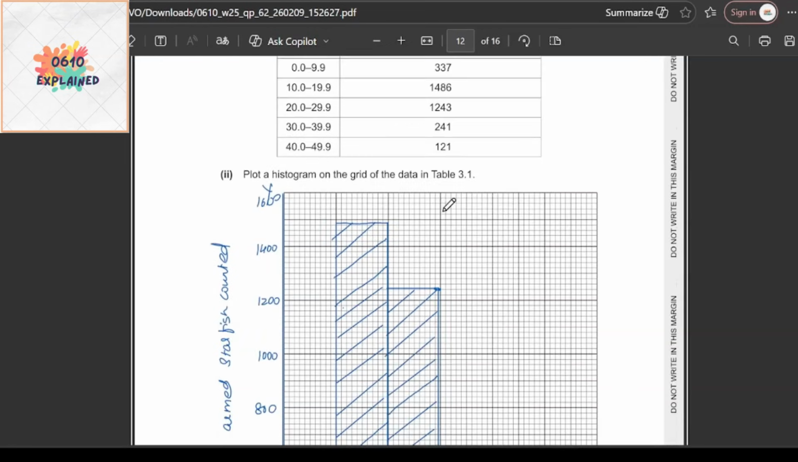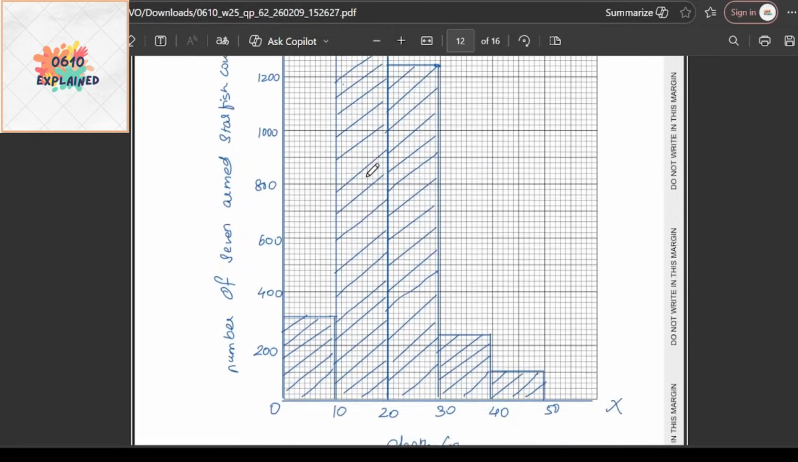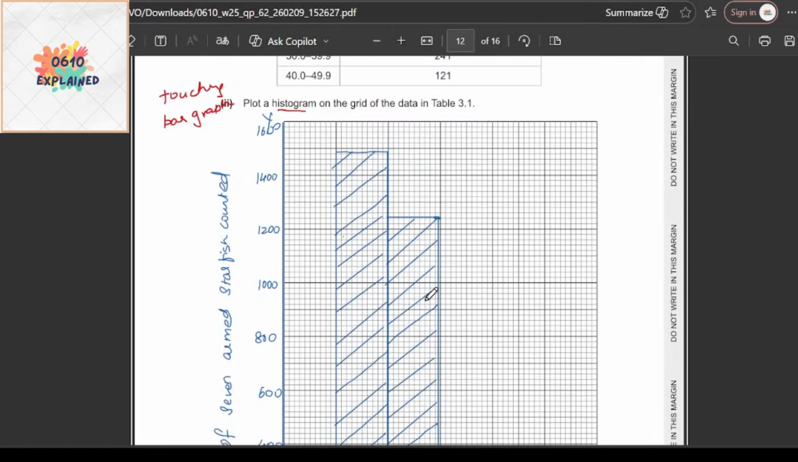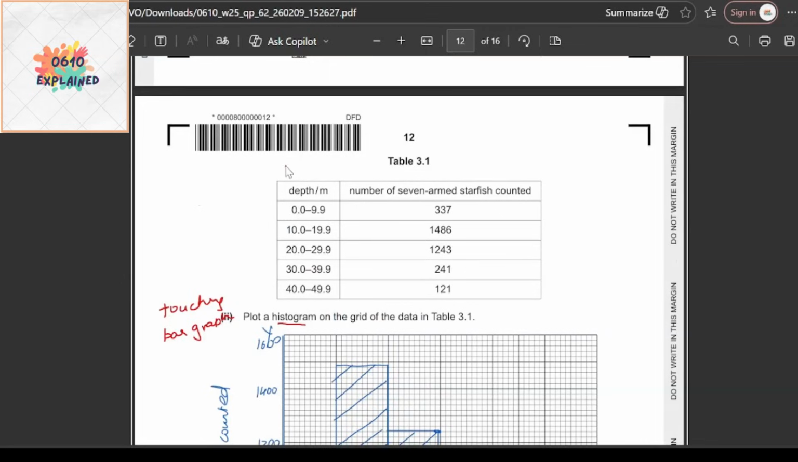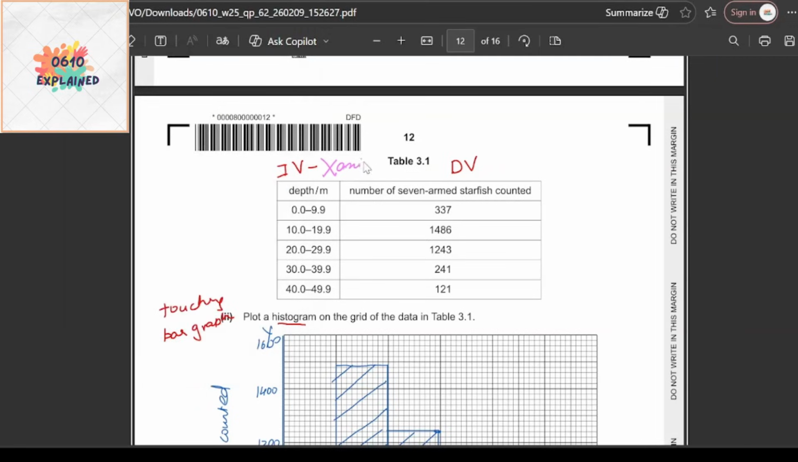Now they showed the results and they are asking you to plot a histogram. A histogram is a touching bar graph, which is a way of counting continuous variables. So they have specifically asked you to plot a histogram. Do not forget to label the x-axis as the depth in meters. I have told you earlier in the videos that the independent variable always goes on the x-axis and the dependent variable always goes on the y-axis.